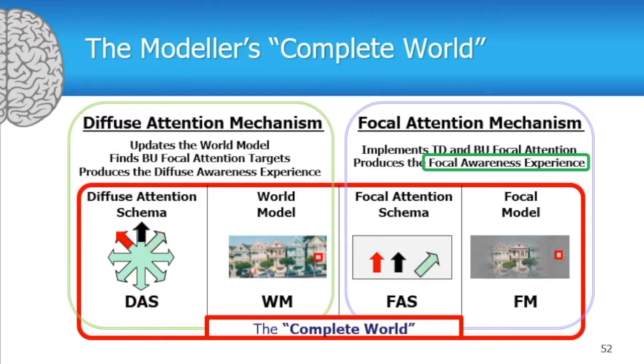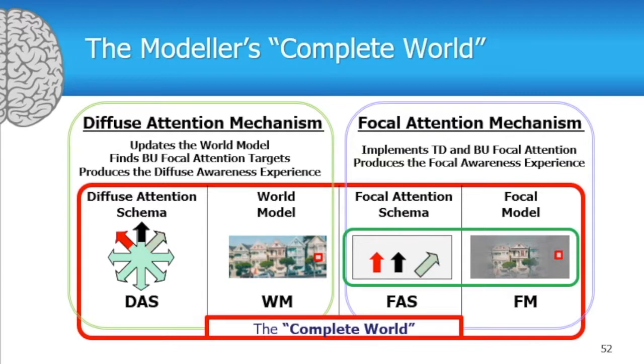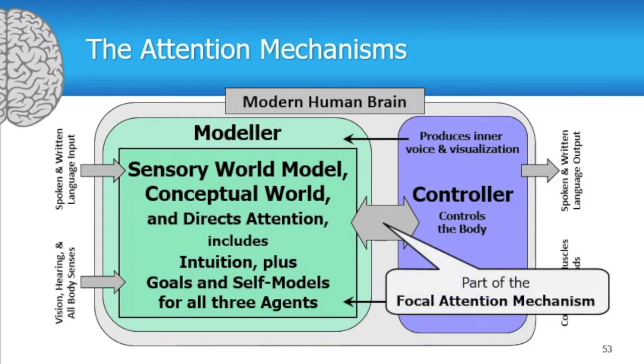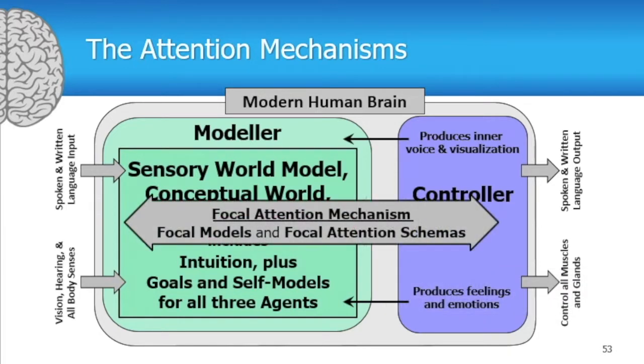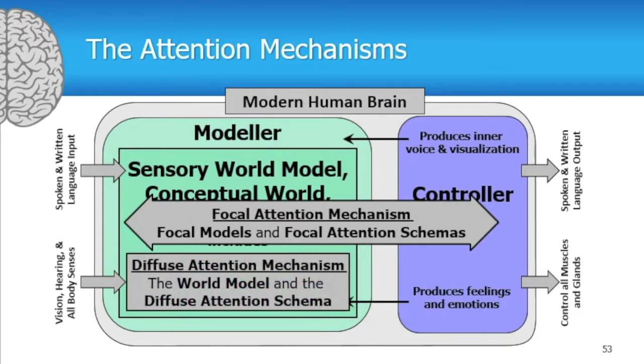Now the modeler creates all four of these models. However, only the two focal attention mechanism models are made available to the controller. So the interface between the modeler and controller must be part of the focal attention mechanism. So we can replace this interface between the modeler and controller with a focal attention mechanism. However, the diffuse attention mechanisms are completely contained in the modeler. That is why the controller could not describe peripheral visual diffuse awareness objects without using the focal attention mechanism.